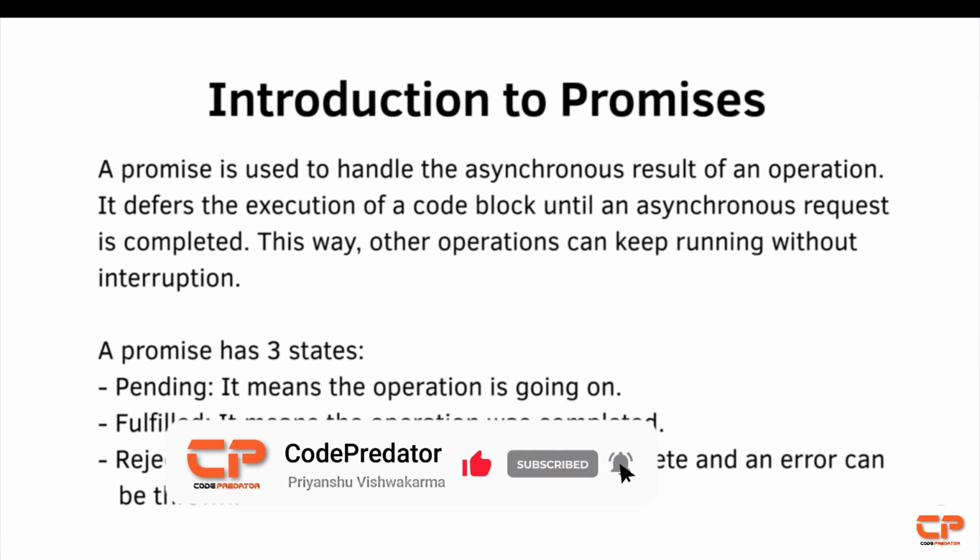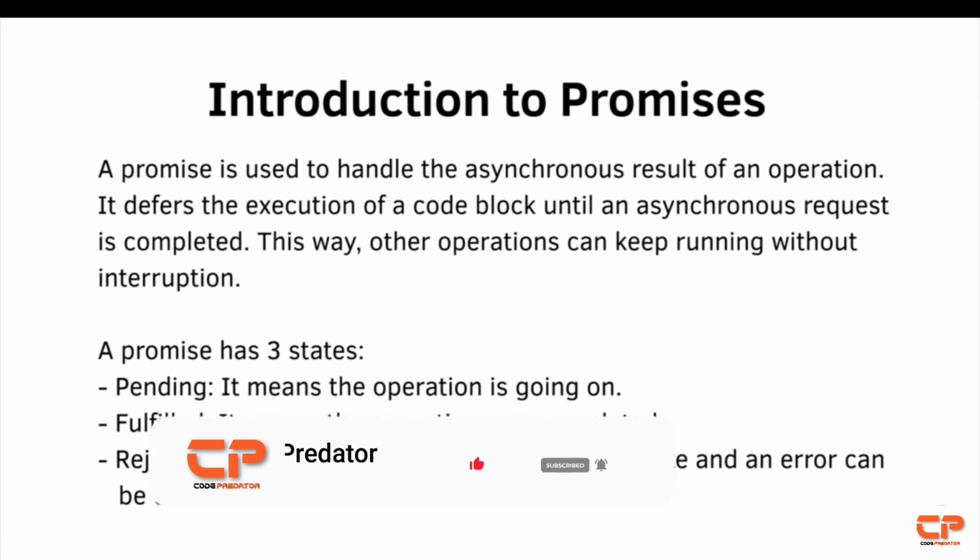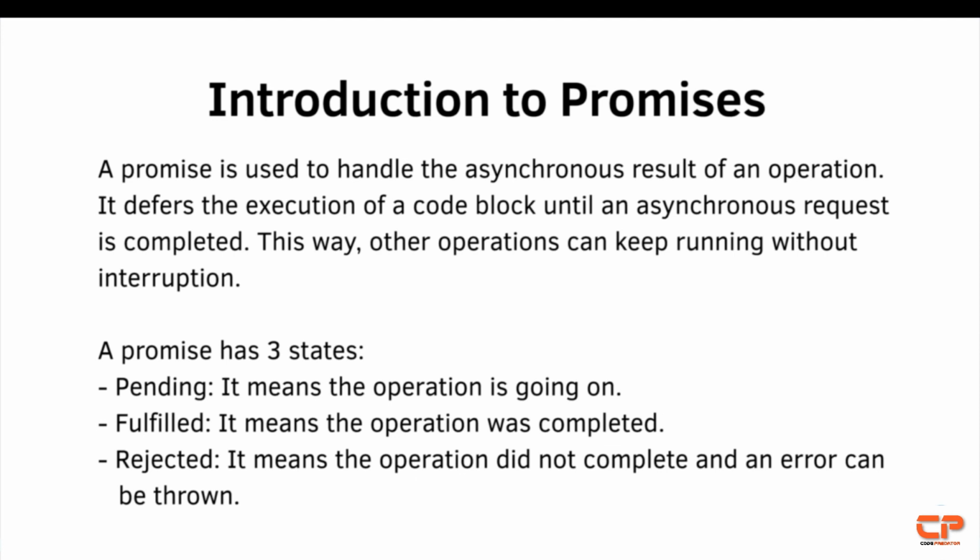A promise has 3 states: pending, fulfilled, and rejected. Pending means the operation is still going on. Fulfilled means the operation was completed successfully. And rejected means the operation did not complete and an error can be thrown. We will talk about how to create promises in the next video.